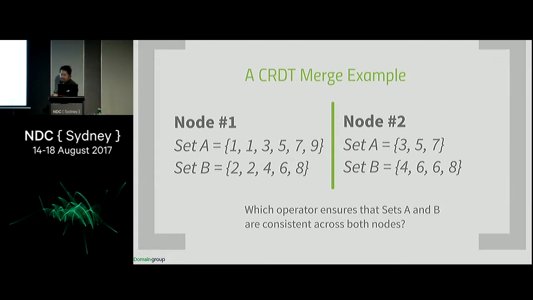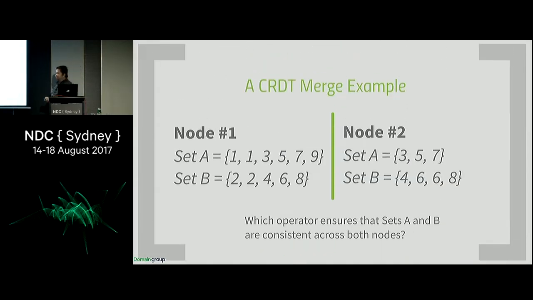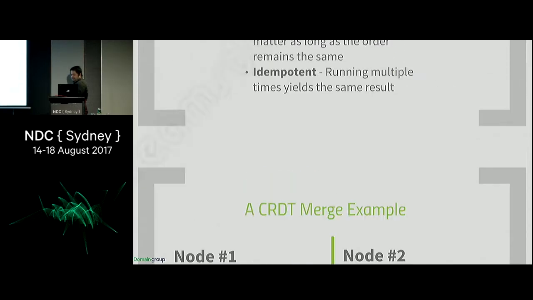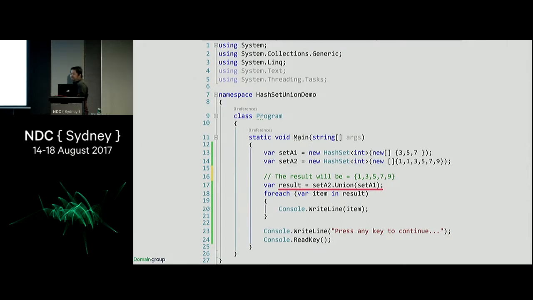In fact, what we found is that, is everybody here familiar with set theory? So it turns out union is all you need. So if you were to run union on every single one of these items and do a union between set A and set A on node 1 and node 2 and set B and so on, you get something that looks like this. And just a disclaimer, this is obviously not production code, but conceptually it's all you have to do to maintain that consistency.